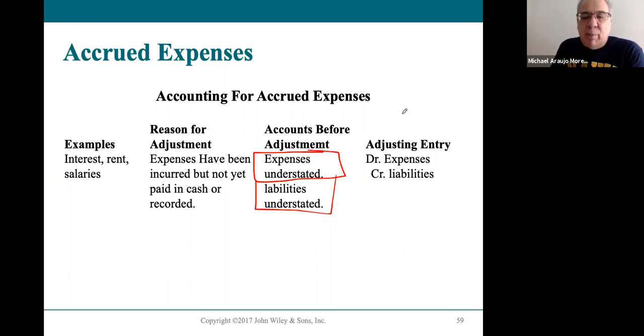So again, the importance of the adjusting entry is to make sure, in this case, the expense is recorded properly and that we set up those liabilities to show we're going to pay them later.